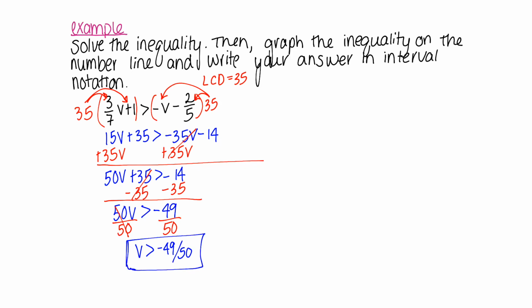And there's the answer Alex wants. On my number line, plotting negative 49 over 50, it's an open circle, and then the greater than direction is this way. So my interval notation will start with negative 49 over 50, and it will go all the way to infinity, and there's my interval notation answer.